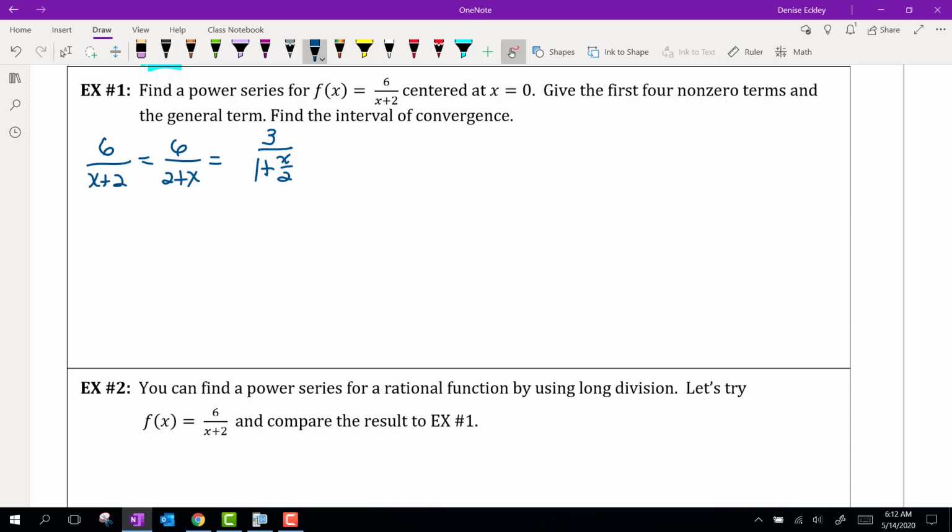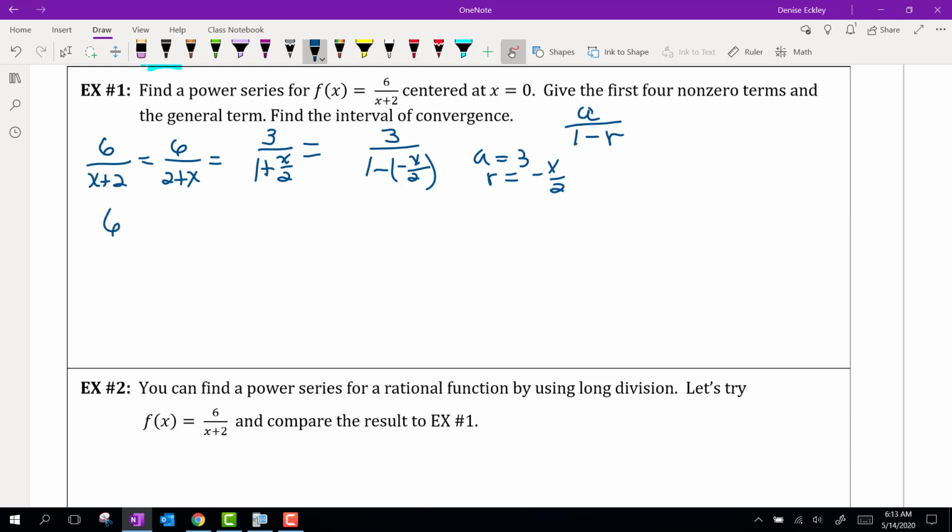Now that's closer, but remember I want this to be a over 1 minus r. So I have my 1. In order to rewrite it as a minus, I just write it this way. I just put a negative in parentheses like that. So now we have a equals 3 and r equals negative x over 2. So now we can write this in the form that we want because it's in the form of a geometric series.